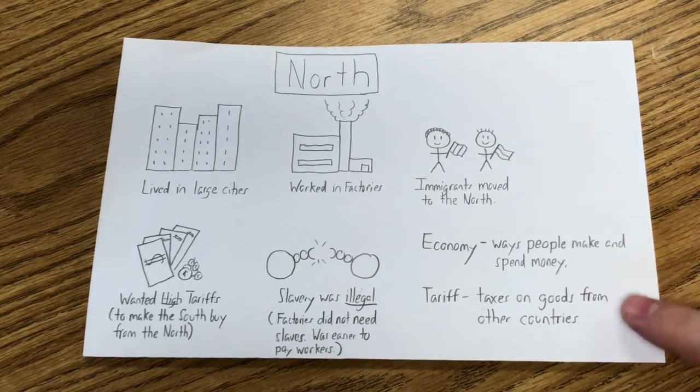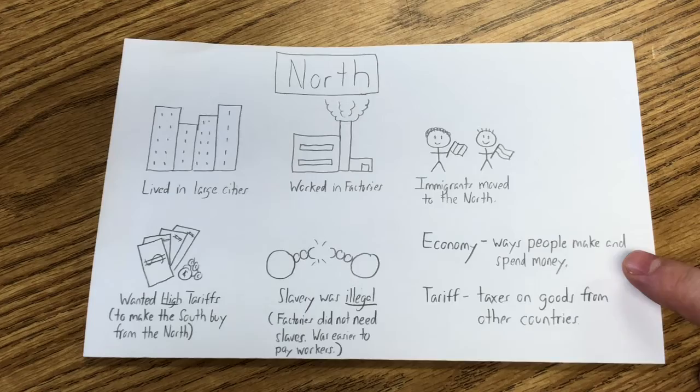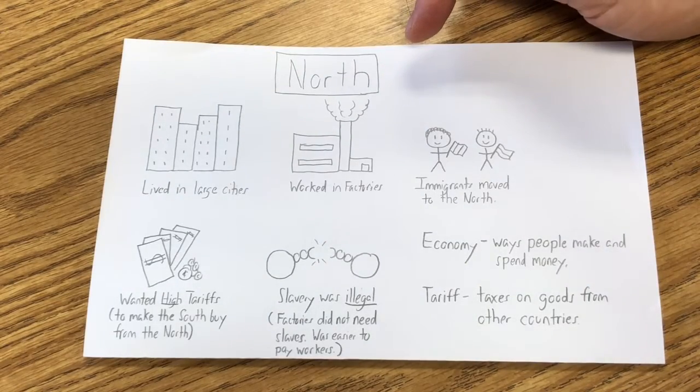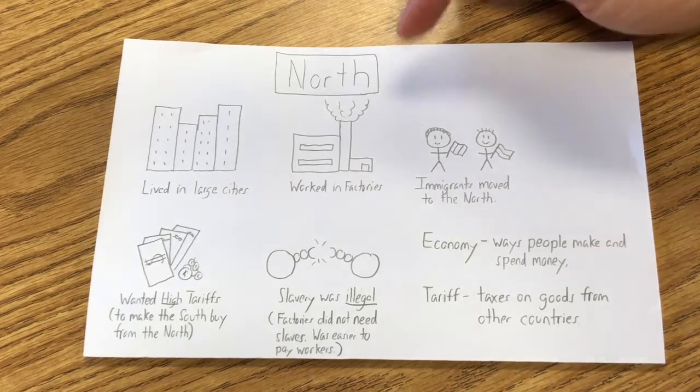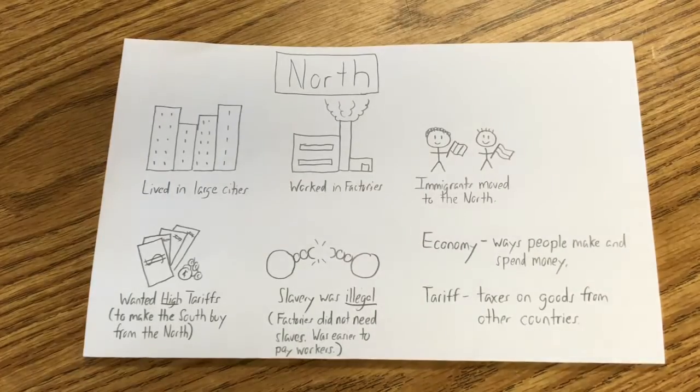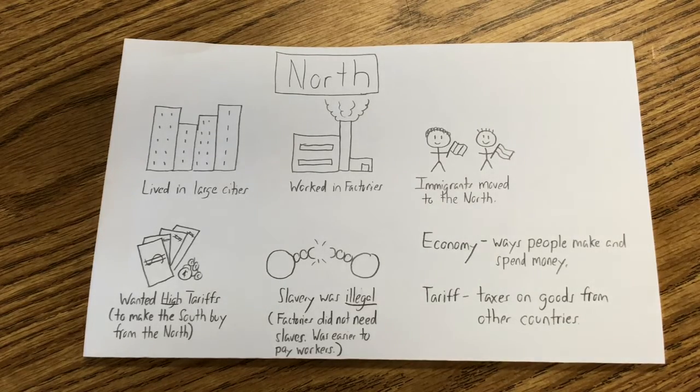And so here are two words, though, that you probably want to make sure you have the definitions of. Like I said, tariff here, and then the word economy is ways people make and spend their money. And so in the North, they had what they called an industrial economy. It was based off of factories and making things and stuff like that. All right, so push pause right here if you need to finish that. And then when you're done, click unpause, and we'll show you the South, okay?